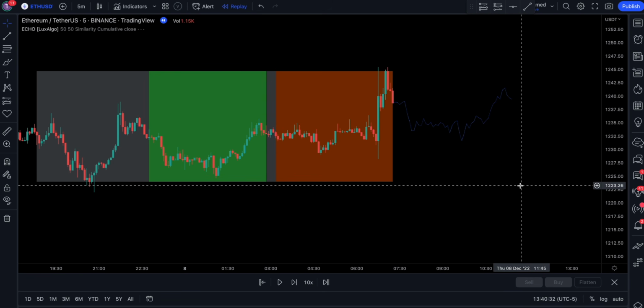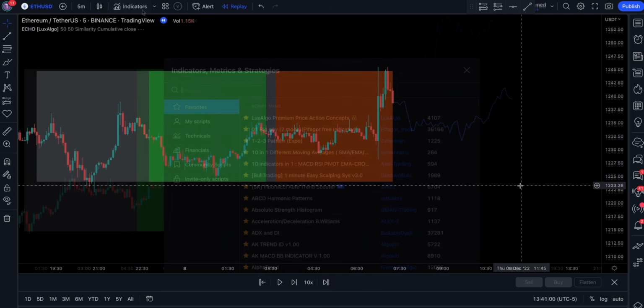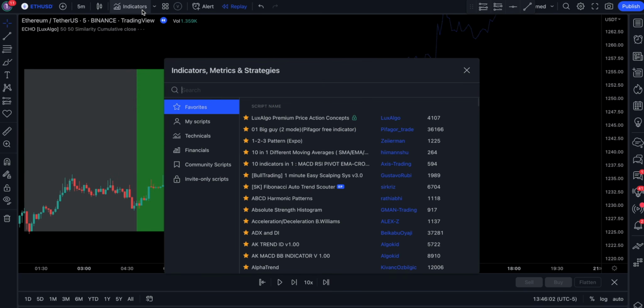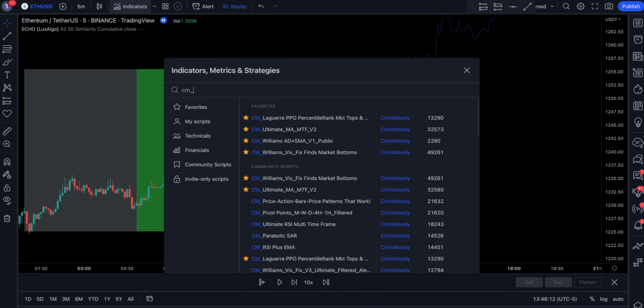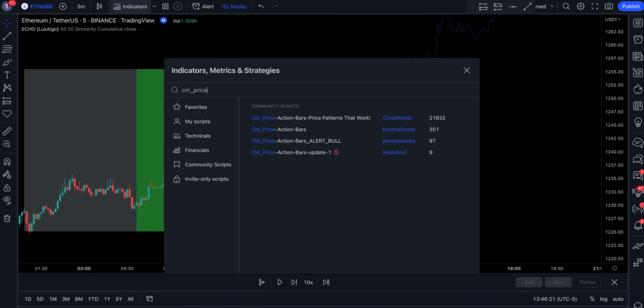However, there is one massive problem with this tool. You see, these predictions can be quite accurate, but you cannot solely rely on this indicator. Also, you don't quite know when to buy and when to sell. So in order to solve this, we need to add one more indicator to the chart. And this indicator is called CM Price Action Bars. It's this one by Chris Moody.